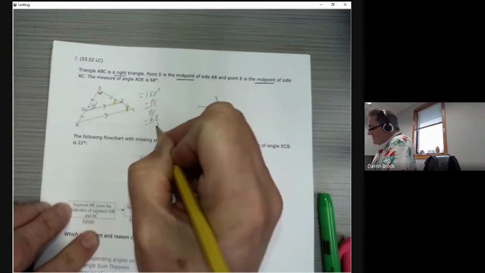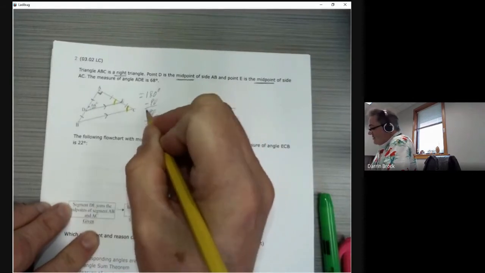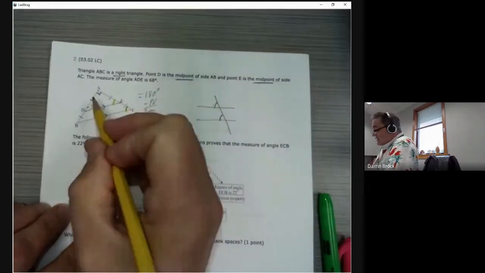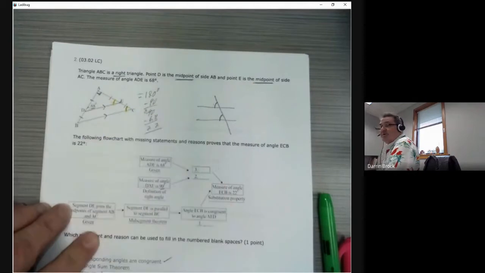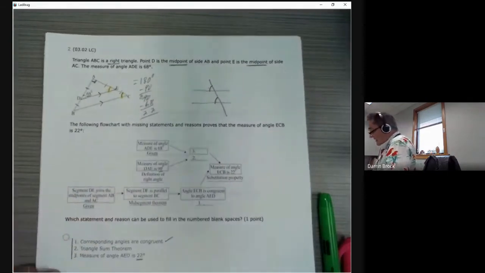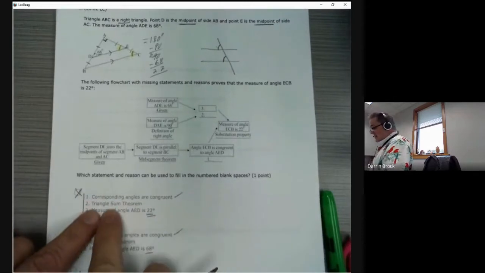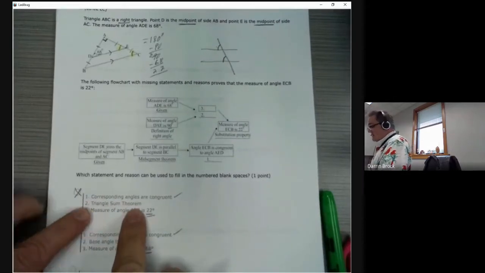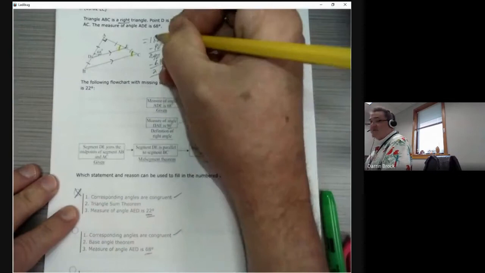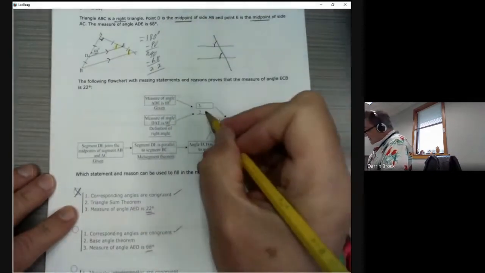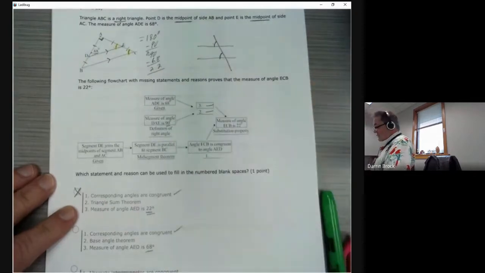So the last one has to be a 22-degree angle. 90, 68, 22 makes 180. So that's this one. This has to be our answer because of the triangle sum theorem. The triangle sum theorem says that all the angles of a triangle add up to 180 degrees. So because of the triangle sum theorem right there, we know that's 22 degrees.